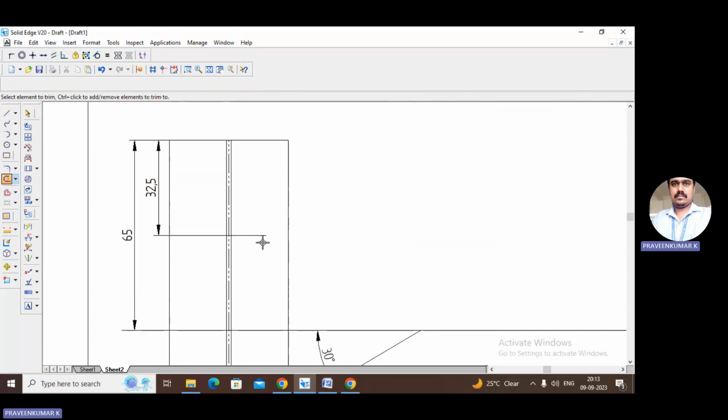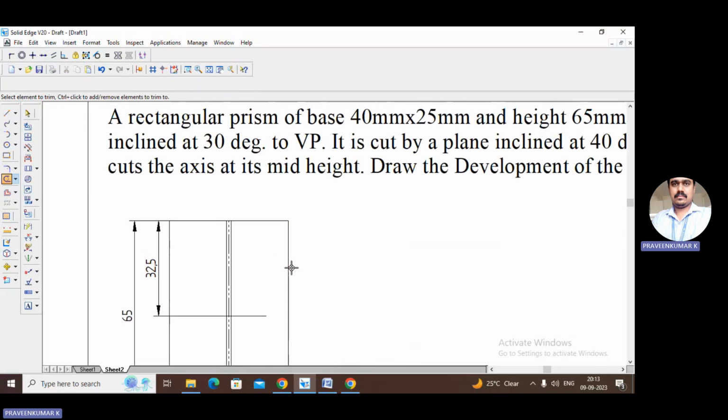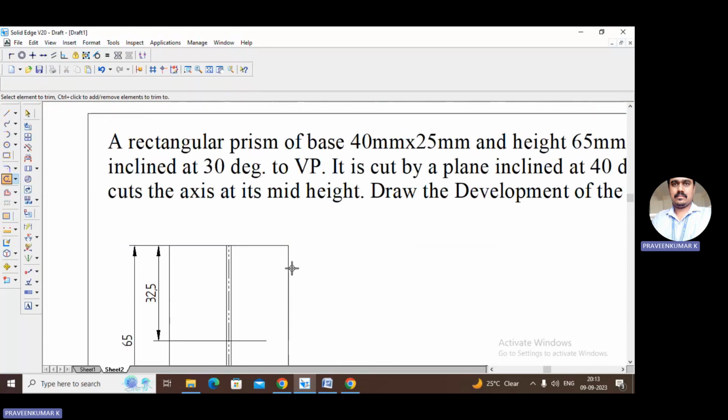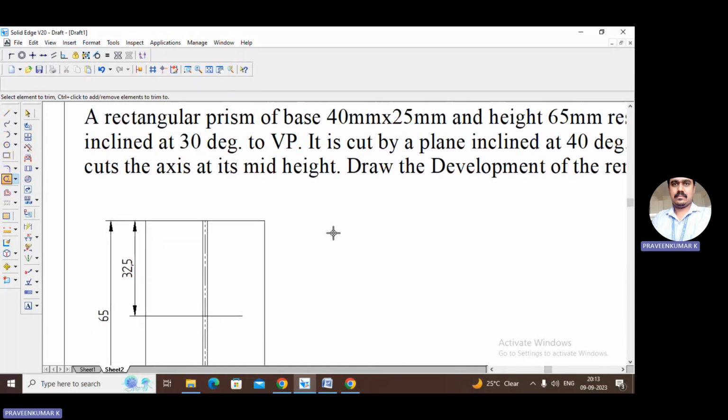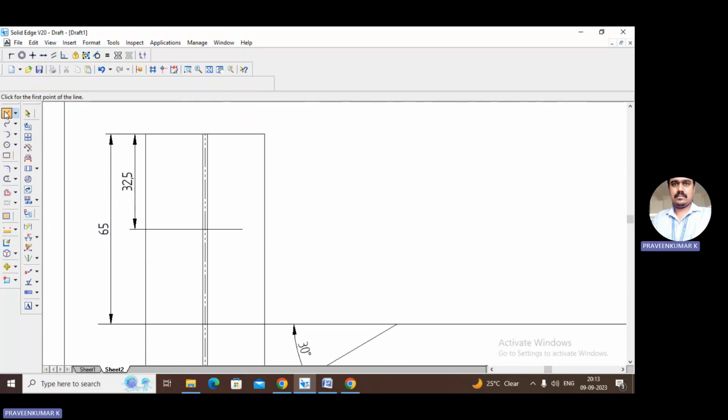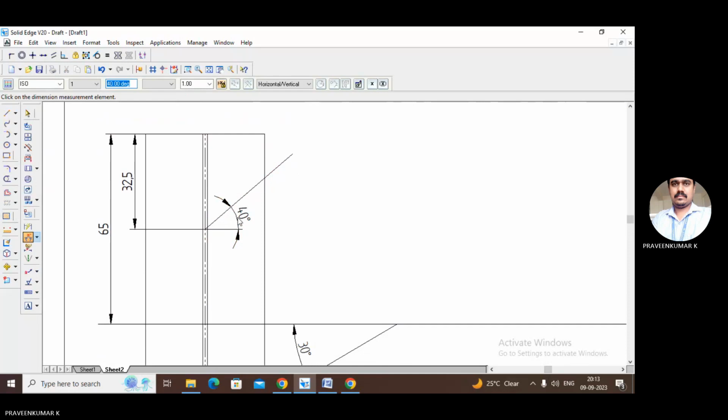So now the midpoint is this one. Now the inclination is given. It is 40 degrees to HP. So now I draw an inclination line. Just select a line. From the midpoint, from here, just draw a line at that inclination. Mark the inclination angle between this and this; it should be 40 degrees.